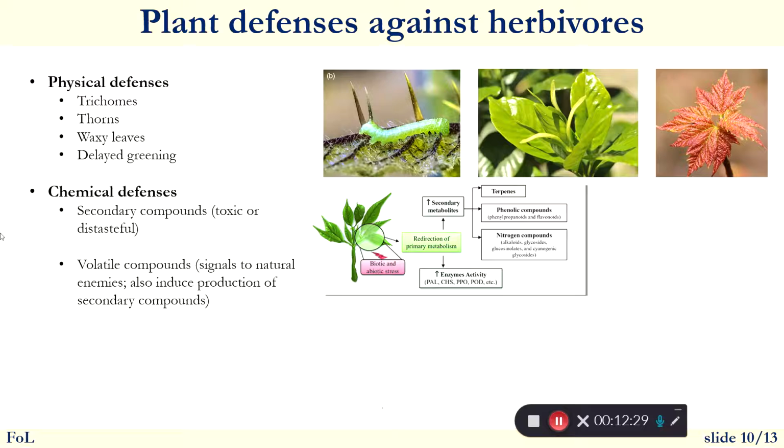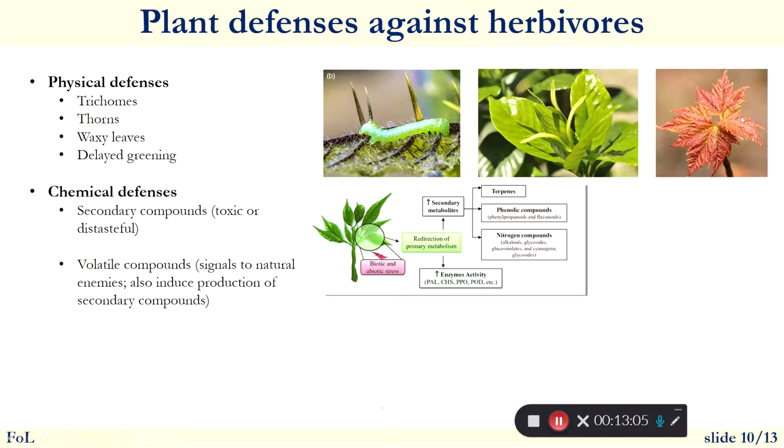So speaking of protecting themselves, there's a lot of animals and other organisms out there that like to eat plants. That's the reason that plants are the base of many food webs. But the plants also protect themselves. They have physical defenses like trichomes, which are these spines that you'll see on plant surfaces. They have thorns, which we all know what thorns are. They also have waxy leaves that are harder to actually chew. They have what's called delayed greening.